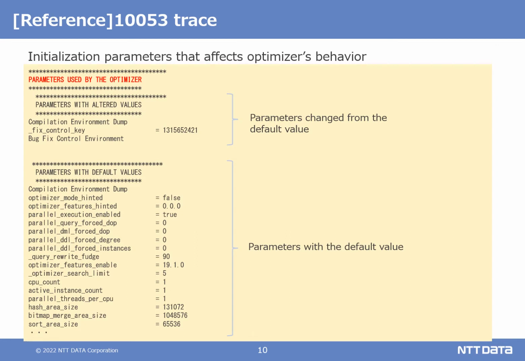As a reference, this is a sample output of 53 trace in my test environment on VirtualBox. At the beginning of the trace, there is the parameters used by the optimizer section, in which you can find all the initialization parameters that relate to the optimizer's behavior. You can just copy and paste this section into Excel, and it will be easy to compare.